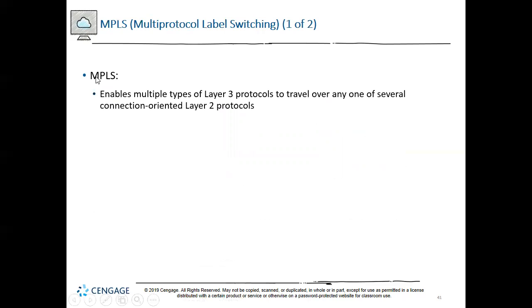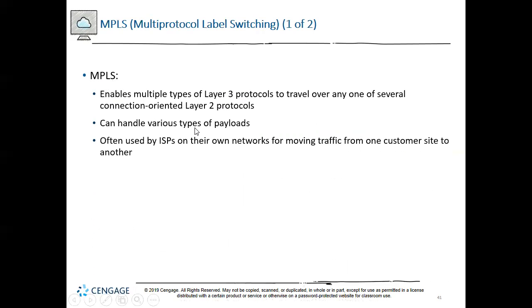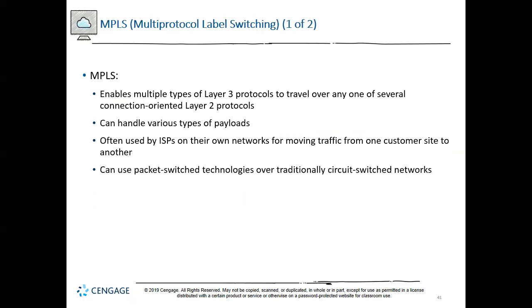MPLS means that you're having multi-protocol, so multiple protocols can be used with that. Layer 3 protocols. And so you can have different types of payloads, different types of packets, different sizes of packets. So it's going to be a lot more flexible for you. And so ISPs are going to use that on their own network because they're providing service to lots of different types of customers. They're going to have lots of different types of service that they're going to provide. So they're going to use MPLS.